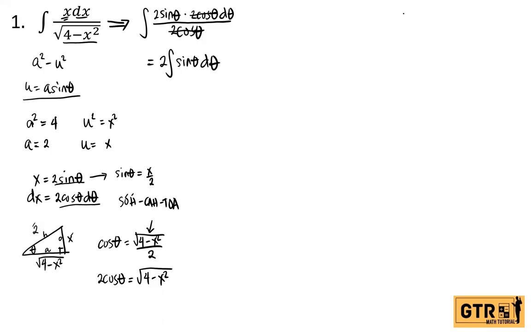And then we have direct formula for that. We have formula integral of sine u du is equal to negative cosine u plus c. So apply that. So therefore, the answer will be negative 2 cosine theta plus c. So now we will solve the value of cosine theta from this triangle. The value of cosine theta is equal to square root of 4 minus x squared.